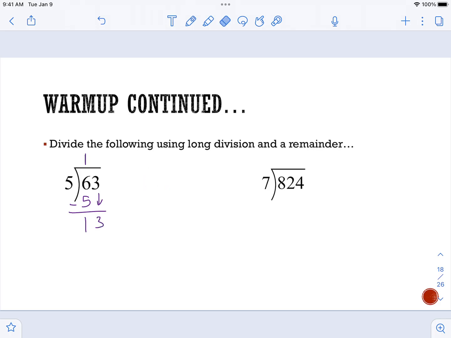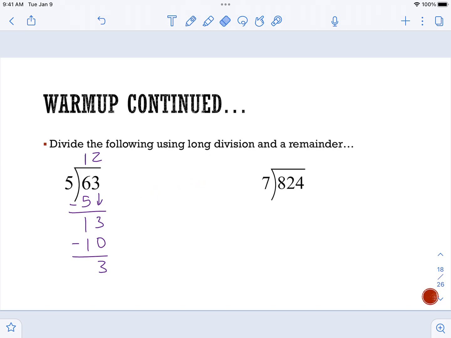All right, now I do the same thing. I'm looking at, does 5 fit into 1? No. Does it fit into 13? Yes, it fits into 13 two times. And then 2 times 5 is 10, so that is what I will subtract from 13, to get a remainder of 3.